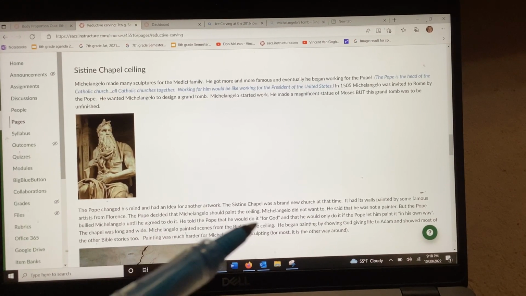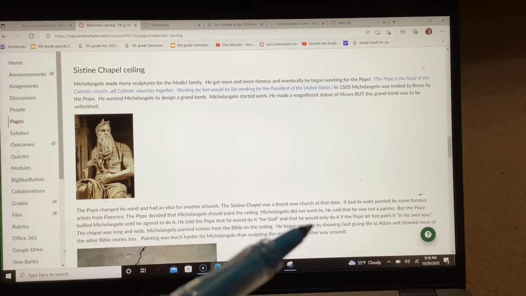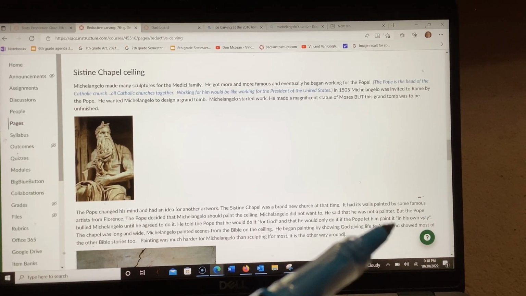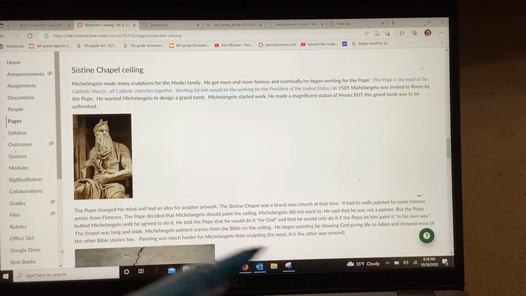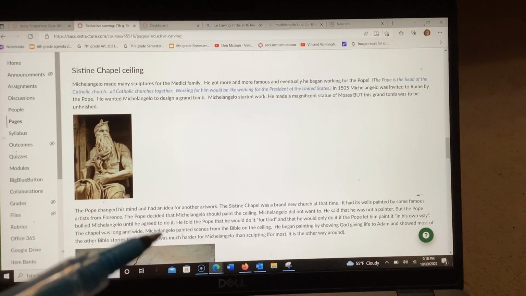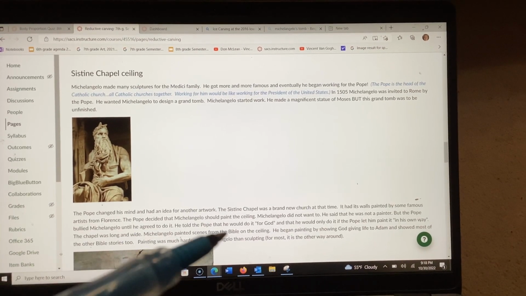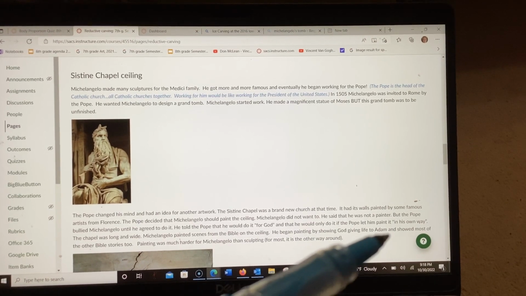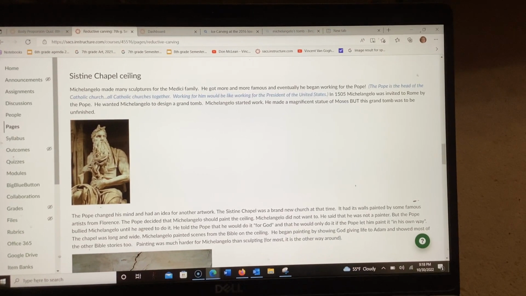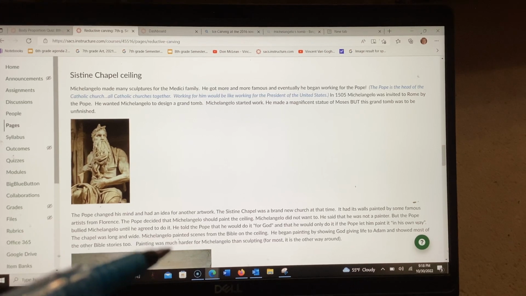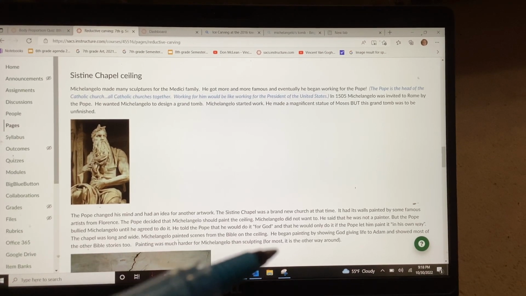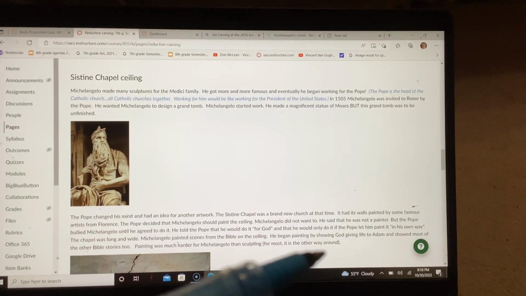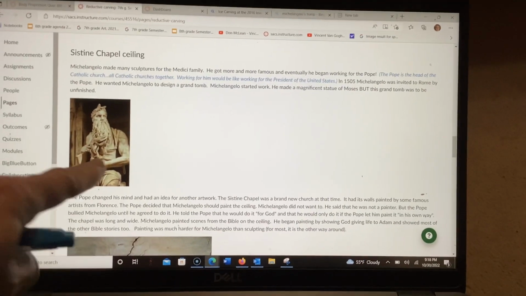He told the Pope he would do it for God, and that he would do it only if the Pope let him paint it in his own way. The chapel was long and wide. Michelangelo painted scenes from the Bible on the ceiling. He started painting by showing God giving life to Adam, and then showed most of the other Bible stories too. Painting was much harder for Michelangelo than sculpting, and I think for most people it's the other way around.